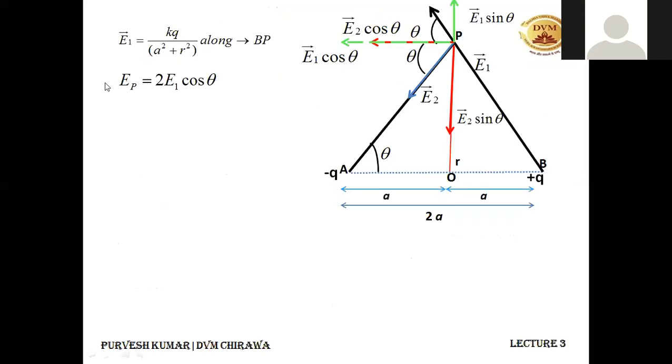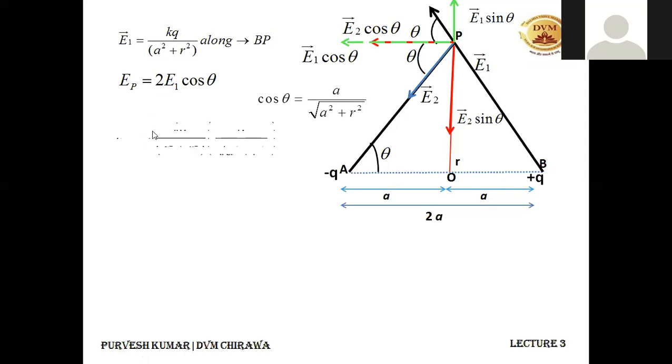So this is what I have obtained in the previous slide, that the electric field at point P comes out to be 2 E1 cos theta. E1 comes out to be KQ upon A square plus R square. In place of E1, I can be writing KQ upon A square plus R square. And in place of cos theta, I can be writing this value, A upon root of A square plus R square, base upon hypotenuse. So A upon AP, AP is root of A square plus R square.